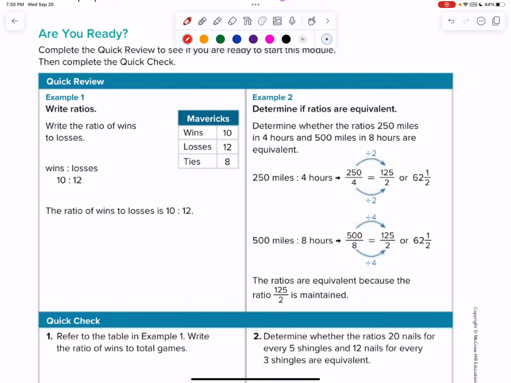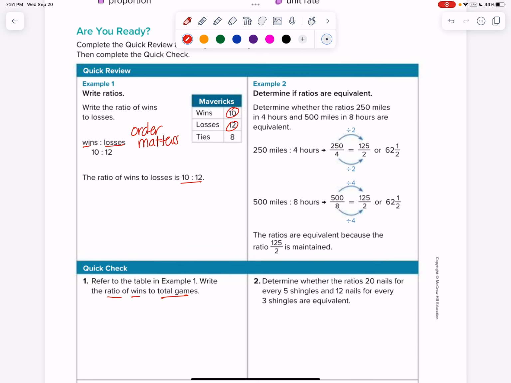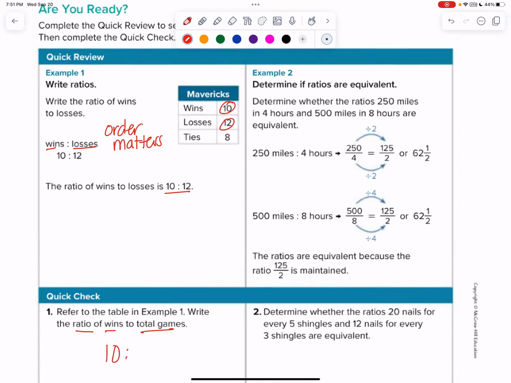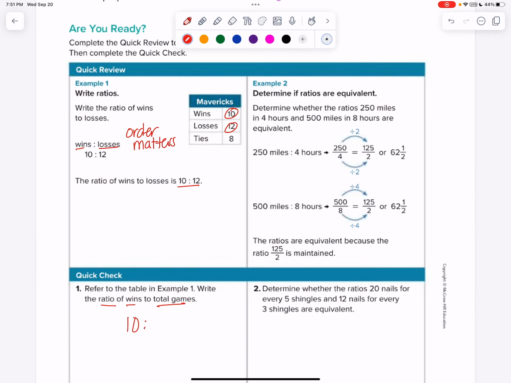So I'll start off in red here. A reminder that when we're looking at ratios, order matters. Okay, so that's something you're going to hear me say a lot when we're working with ratios of any type. And so you can see the ratio of wins to losses is 10 to 12. And they're asking you, what's the ratio of wins to total games? And so all I want to do is look at that order. And so the ratio of wins has to be first, and that's 10. And then I'm going to put my colon and put total games, which if you add up the wins, losses, and ties, you can see we have 30 total.